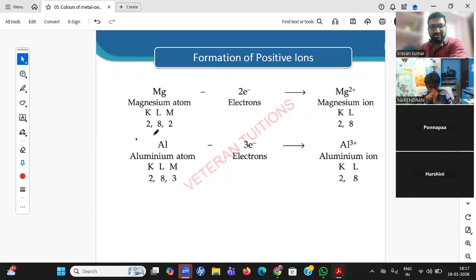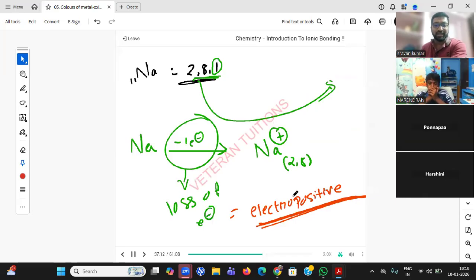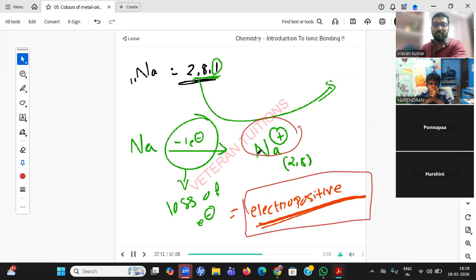Like magnesium, which is 2 comma 8 comma 2, it wants to lose 2 electrons, so Mg 2 plus and positive ions are formed, student. So you should say metals are electropositive elements. They always want to have a positive charge on them.